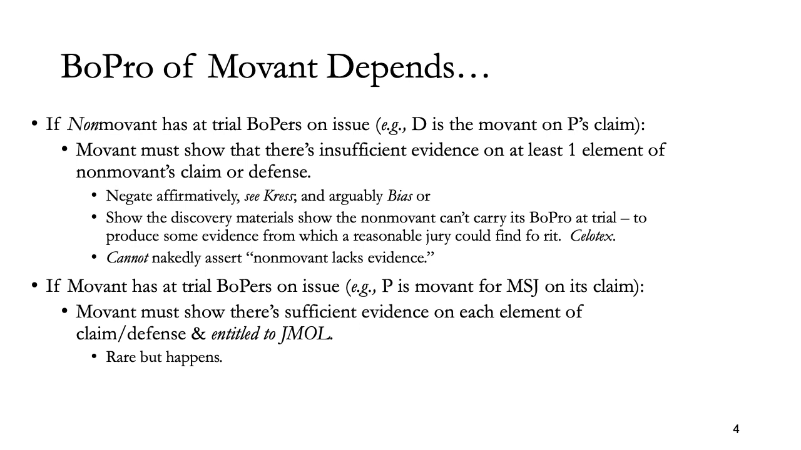So it comes in and it has to show there's some evidence on every element of its claim, and it's entitled to judgment as a matter of law. That means that it has to show that no reasonable jury could come out for the non-movant. Okay, now stop and think. If I come in as the plaintiff and I show I have some evidence on every element of my claim, does that mean no reasonable jury could find for the defendant?